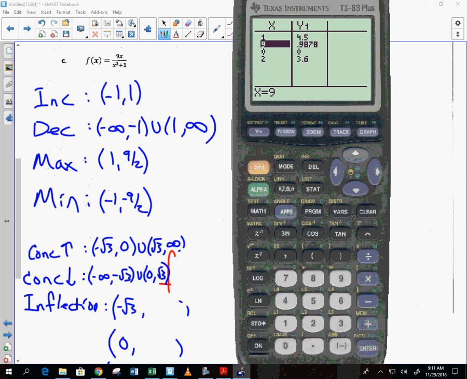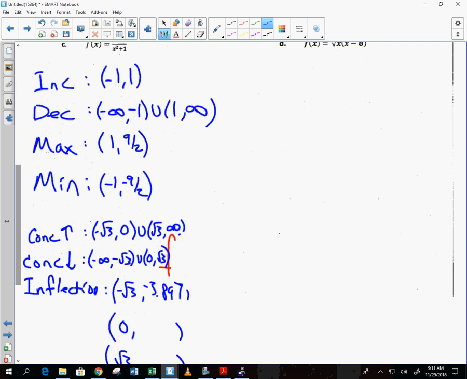If we plug in -1, we should get -4.5. I'm going to type in negative root of 3, and I get -3.897. So that's the actual location of one of the inflection points. Are you okay with that? I'll show you graphically here in a second, okay?